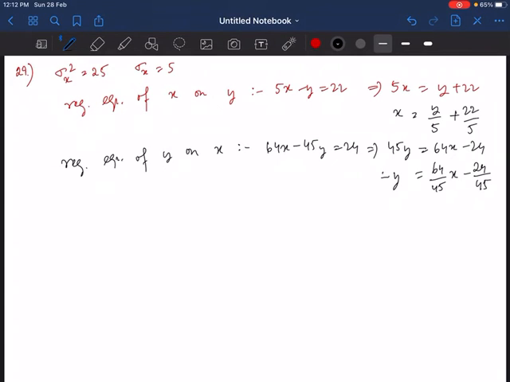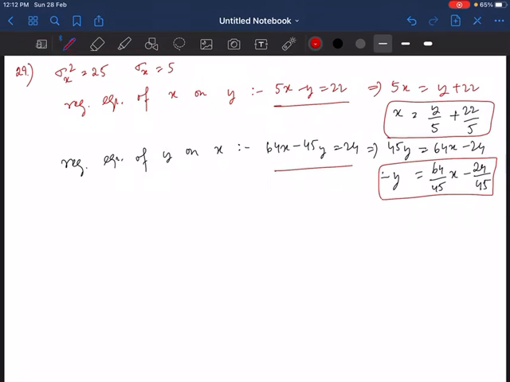Now we have to find the mean values of x. So how to find the mean values of x? For the mean values of x, I will not use these two because they have fractions in them. I will use these two. For x bar and y bar, what happens is that x bar and y bar will also satisfy these equations.